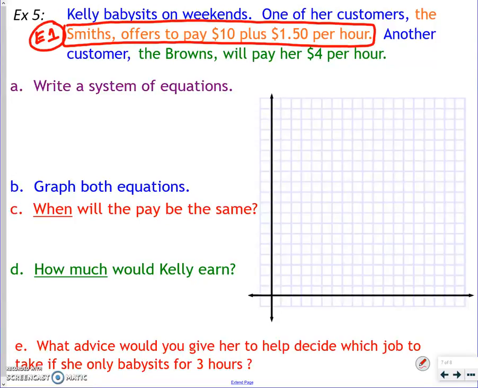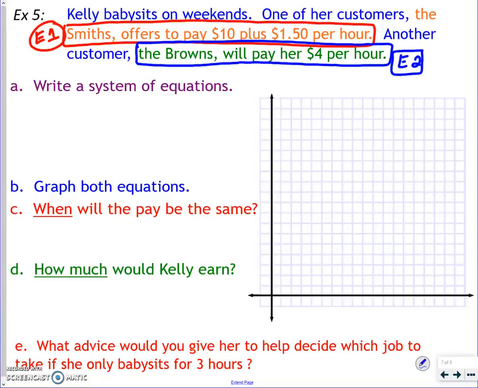It says the Browns will pay her $4 per hour. So since the Browns will pay her $4 per hour, it's a different family. It's a different scenario. That's going to give me my equation number 2. So when you get a word problem, you have to see the 2 different parts. Don't think that this is just one huge big problem. It's 2 different problems. We're going to be graphing 2 different lines, and we're looking for where they intersect.